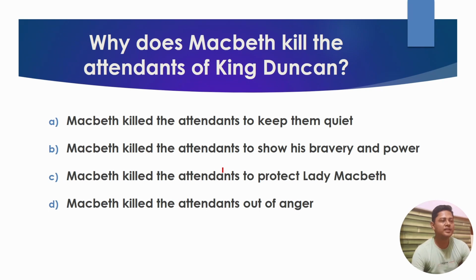The next question is, why does Macbeth kill the attendants of King Duncan? So Macbeth killed the attendants to keep them quiet. They are a very important source of proof of the murder of Duncan. So first Macbeth killed them.